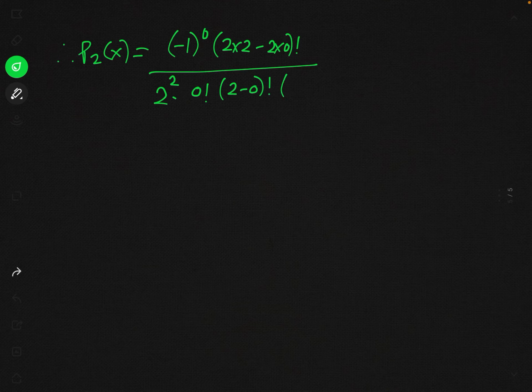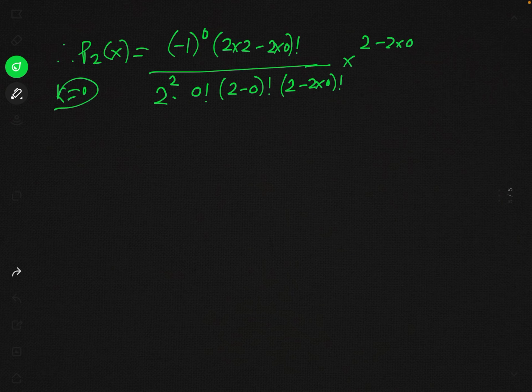n is 2 and k is 0 factorial. Again (n minus 2k) factorial. n is 2 and k is 0 factorial, and x to the power (n minus 2k). n is 2 and k is 0.